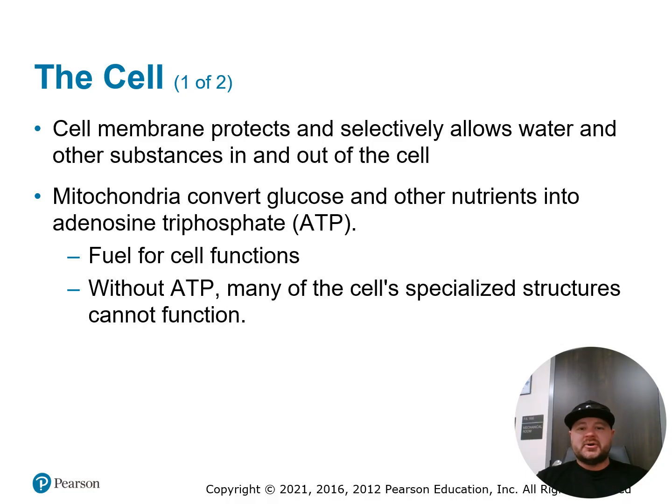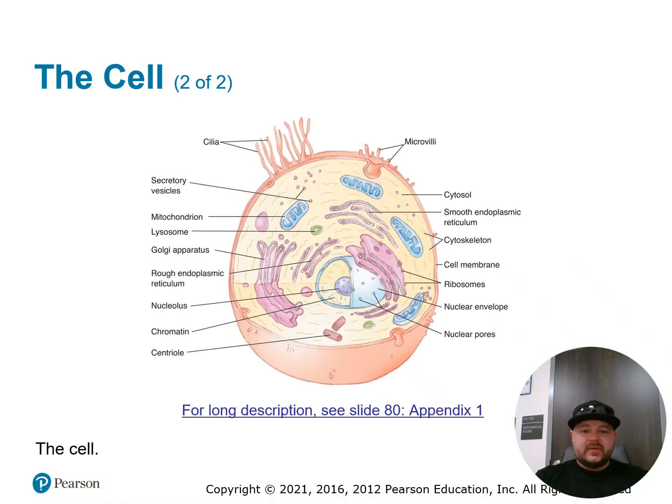The mitochondria, the powerhouse of the cell, converts glucose and other nutrients into what's called adenosine triphosphate, ATP for short. This is fuel for cell functions. Without ATP, our body doesn't work. Without ATP, many of the cell's specialized structures cannot function. Here is a picture demonstrating different parts of a cell.